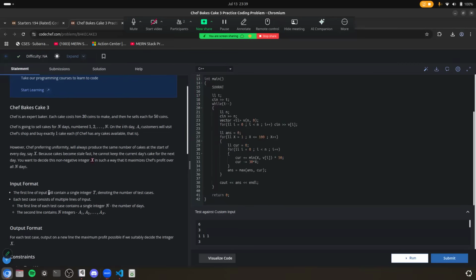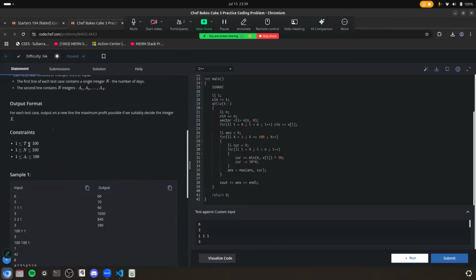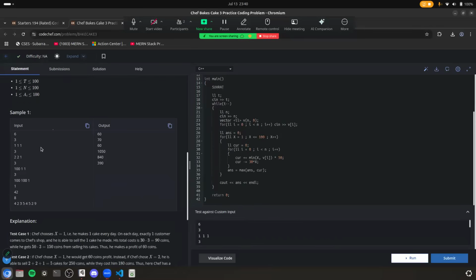The first line of input will contain a single integer t denoting the number of test cases, then n and the array a. So basically the constraints are t is 100, n is 100 and ai is also 100. So maximum n cube can pass since there is no constraint over the sum of n over all test cases. So the complexity would be t into n cube. That would be 10 to the power 8. So maximum n cube can pass.